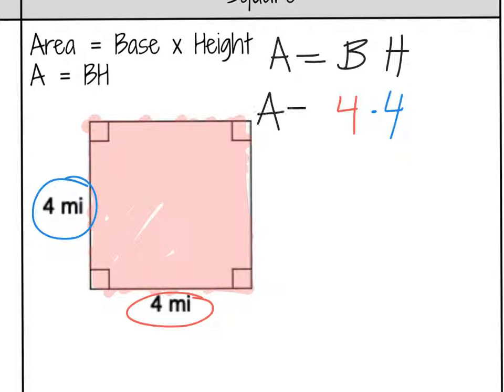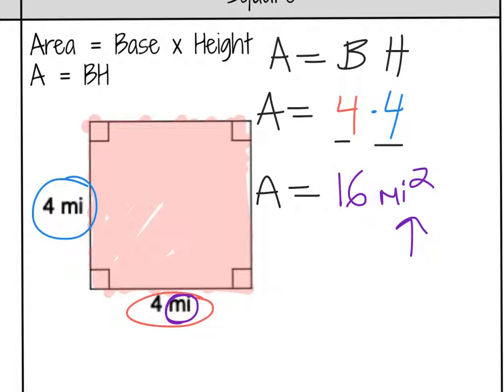So my area is found by taking 4 times 4, which is 16. My units is miles squared. Remember, just a label. I'm done with the math. It's just a label at this point.